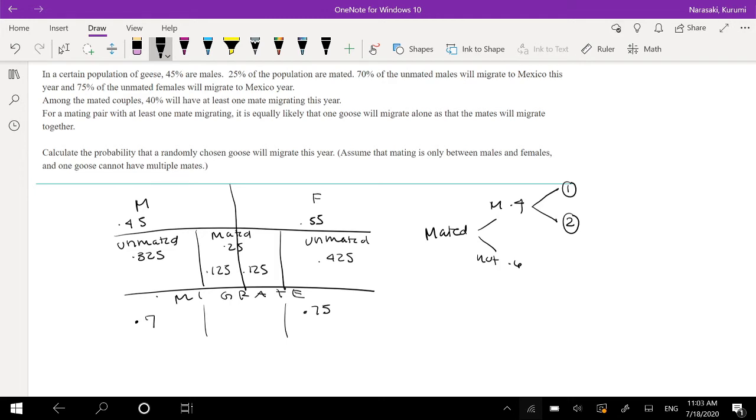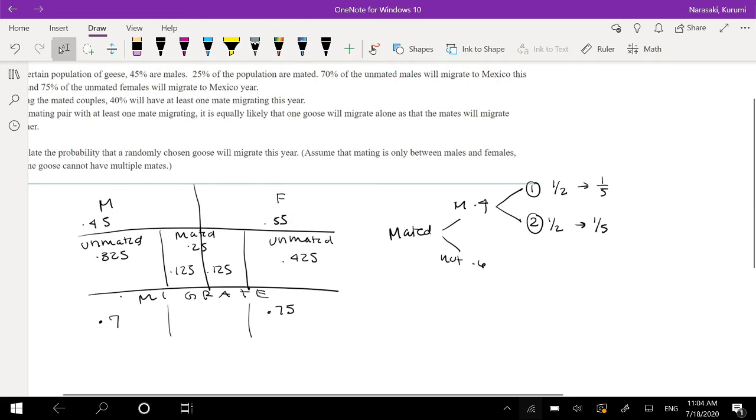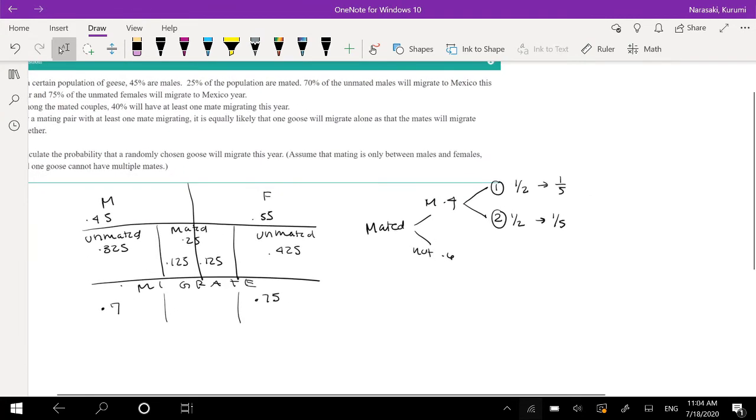So that means, okay, but because we're talking about 25% of mated geese, that's just talking about individuals that are paired together. So in order to keep this consistent, we have to divide this up into one goose. So the probability that each individual goose will travel is 1/5 divided by 2, which is just 1/10 and 1/10, right? Because again, this part right here is talking about the mated, and this part right here is talking about an individual goose.